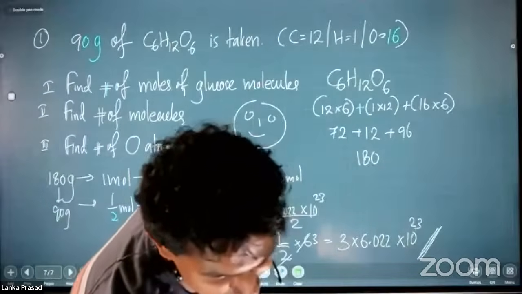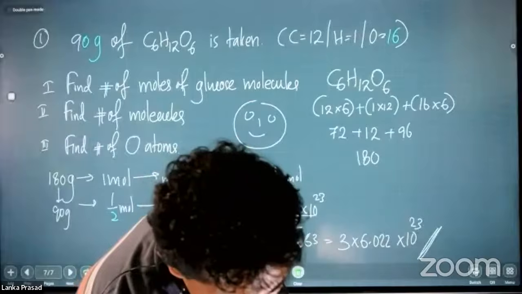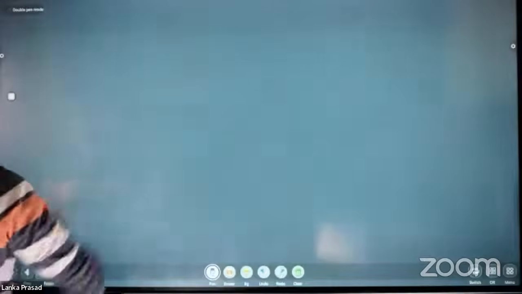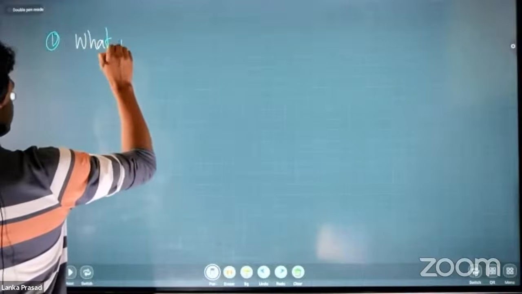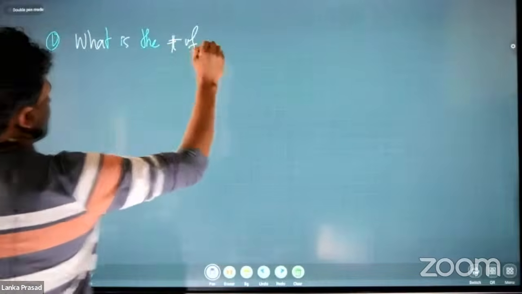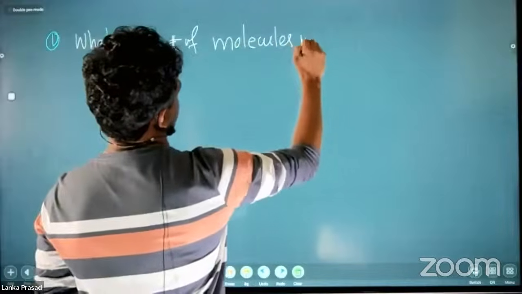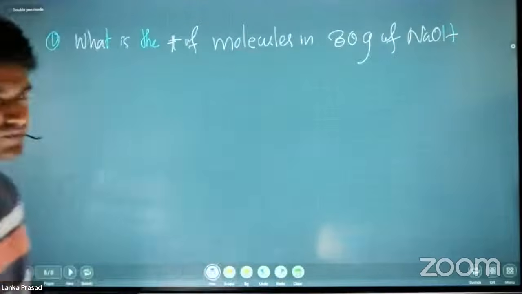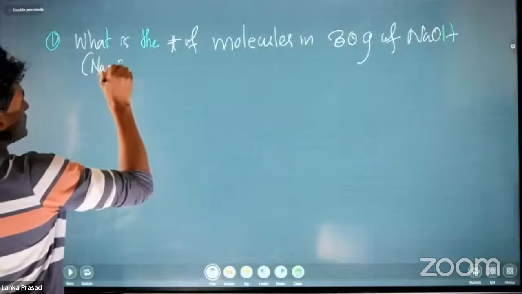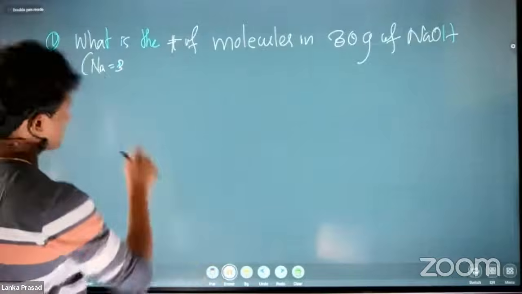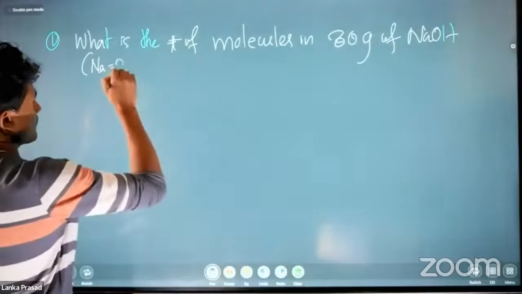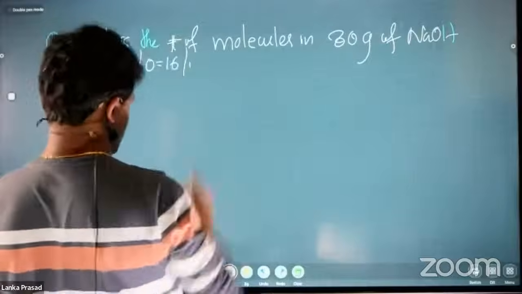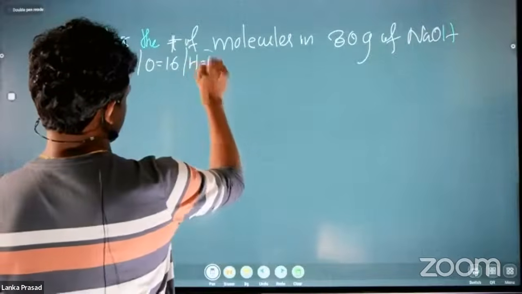So what is the number of molecules in 80 gram of NaOH? Look at the message a friend put. One sodium is 23, one oxygen is 16, one H is 1. Sodium hydroxide.